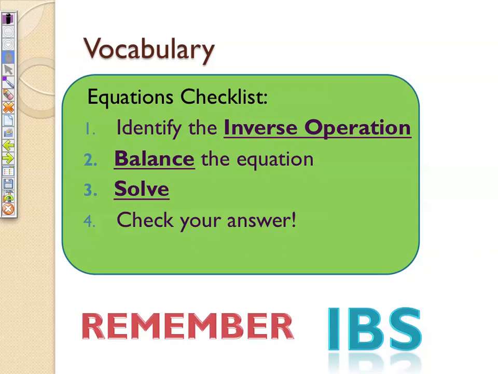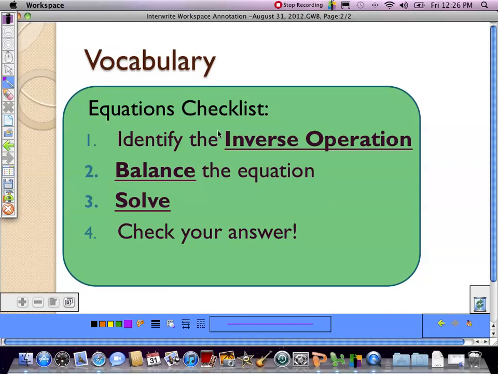First, identify the inverse operation. Now, the word inverse here means opposite. So, if the operation that is being done to the variable is addition, then the inverse operation would be subtraction. If the operation being performed to the variable is multiplication, then the inverse operation would be division, and vice versa for both of those. That's your first step, inverse operation.